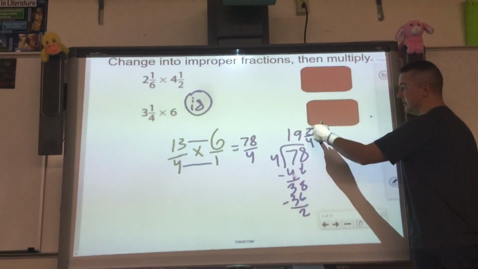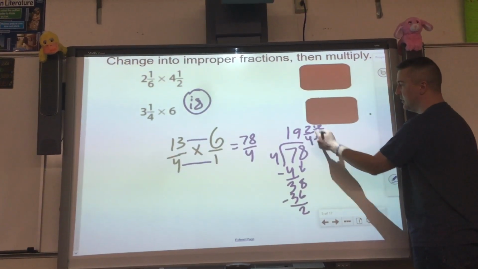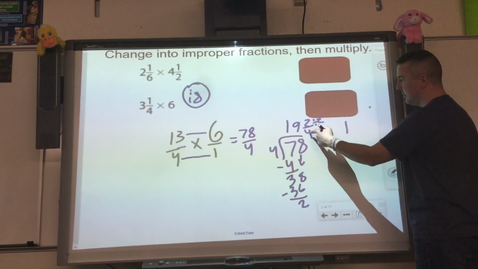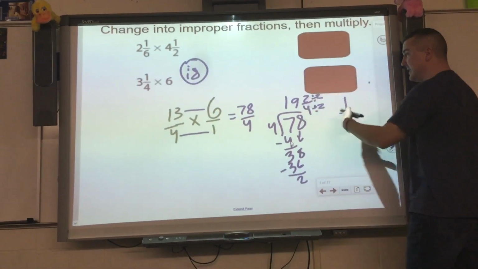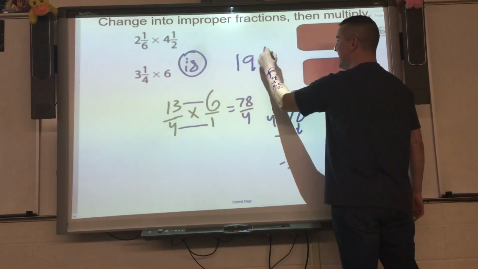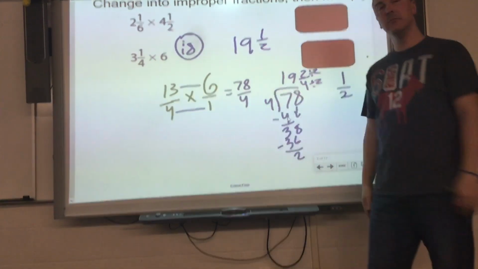You did great. Simplify that fraction. Divide by 2. Divide by 2. 2 divided by 2, 1. 4 divided by 2, 2. Okay, and I get 19 and a half. And we thought our answer would be in the neighborhood of about 18. 19 and a half? Pretty close.